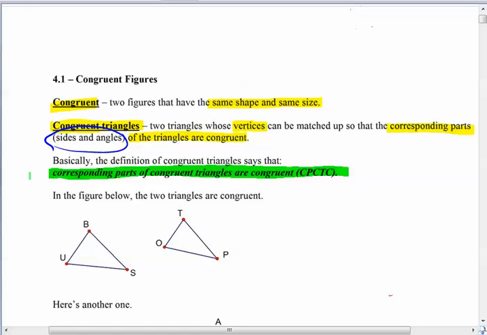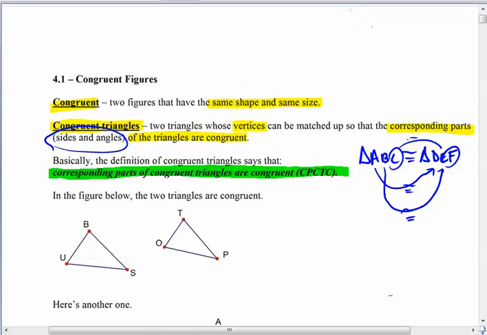And what I mean by that is that if I can tell you, for instance, that triangle ABC is congruent to triangle DEF, okay, then I know that angle A and angle D are congruent. I know that angle B and angle E are congruent. And I know that angle C and angle F are going to be congruent. Additionally, I'm going to know that segment AB is going to be congruent to segment DE, and that segment BC will be congruent to segment EF, and so forth.